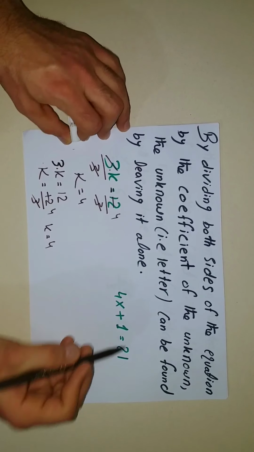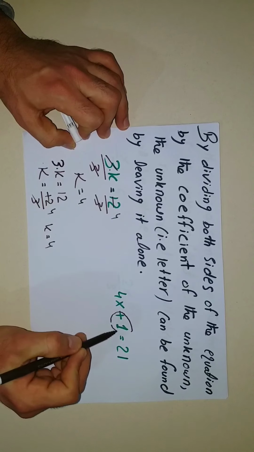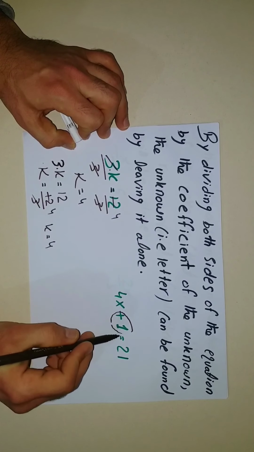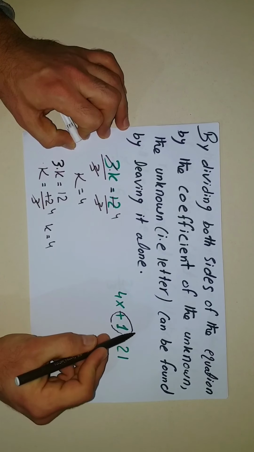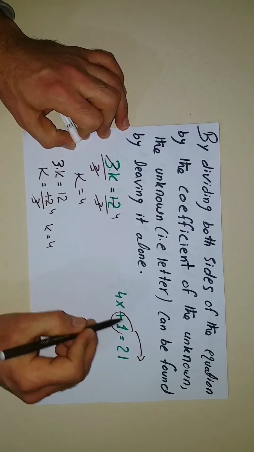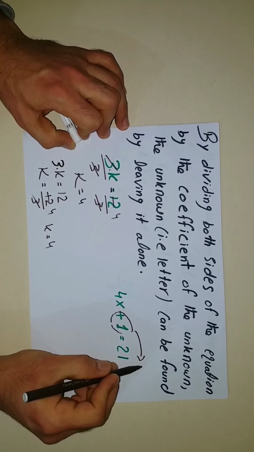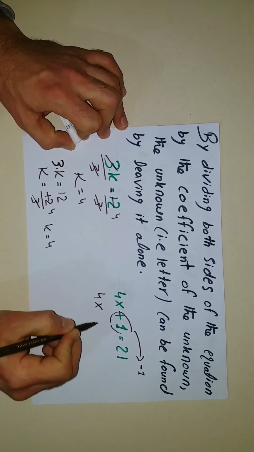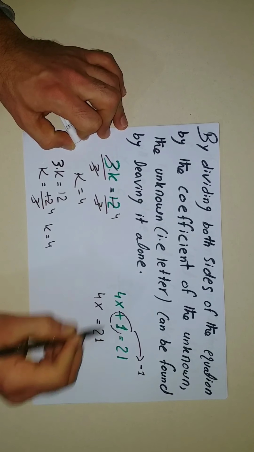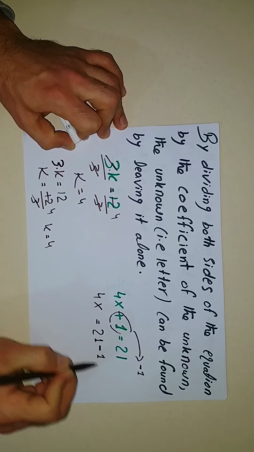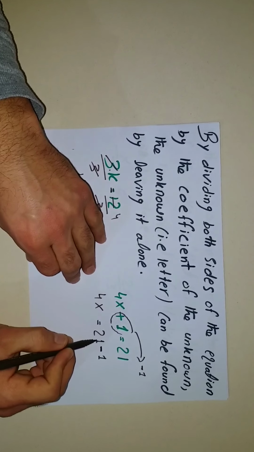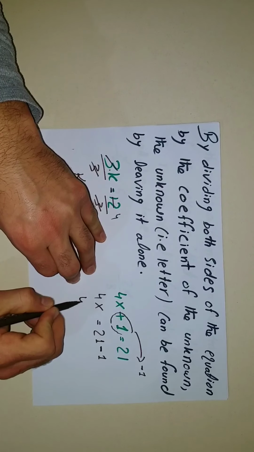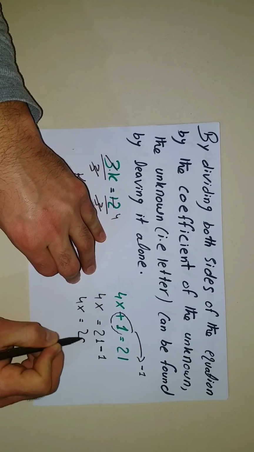Now in this question, first I will transfer this 1. 4x plus 1 is equal to 21. If I transfer this plus 1 to the other side, it will go as a minus 1. So 4x is equal to 21 minus 1. What is remaining now? 21 minus 1 is equal to 20. 4x is equal to 20.